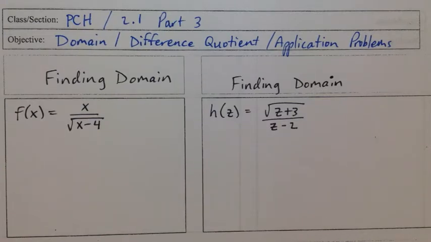As you can see here, 2.1 part 3, last part of 2.1: domain, difference quotient, and application problems. I'm just going to go ahead and get right into it. Finding the domain, first of all, we've done all kinds of domain problems.